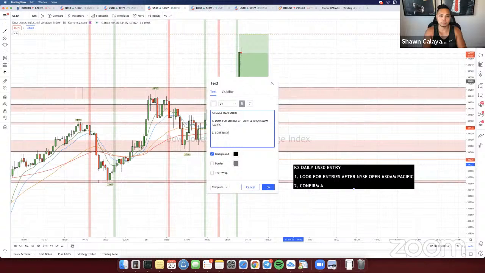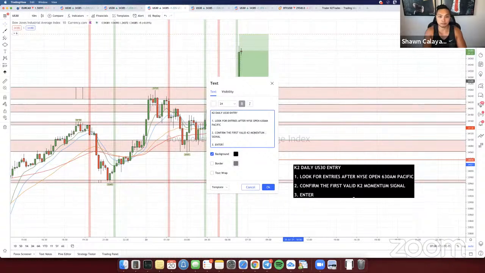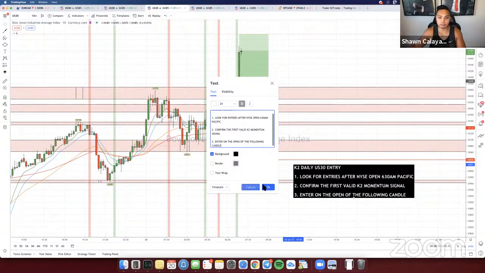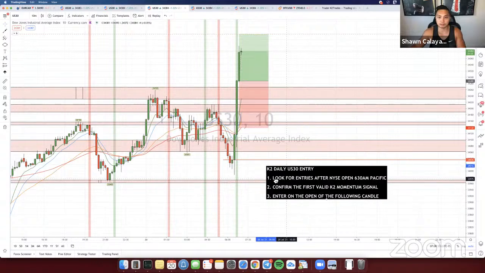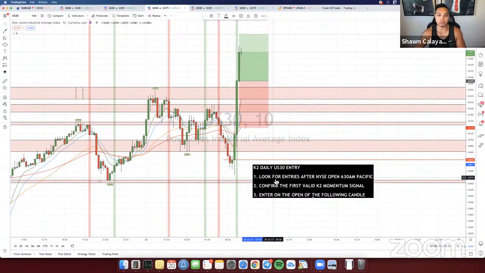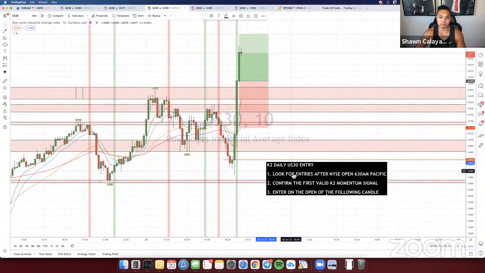Two, you want to confirm the first valid K2 momentum signal. And then after that, enter on the open of the following candle. So if you guys have been with K2 for a while, you remember that this was the strategy we would use every day for US 30 when the market was actually moving, like during the winter, during the fall, during COVID. This strategy would never miss.